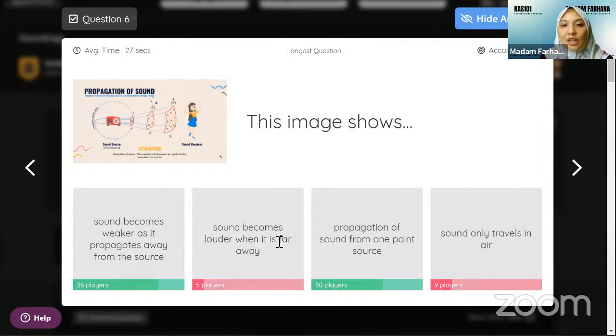So sound becomes louder when it's far away. Of course, this is not logical, right? When sound is further away, of course it becomes weaker. So basically, if you pay attention in the lecture, you can answer all because I actually put the answer there already. I didn't edit anything for the image, the answer is there.